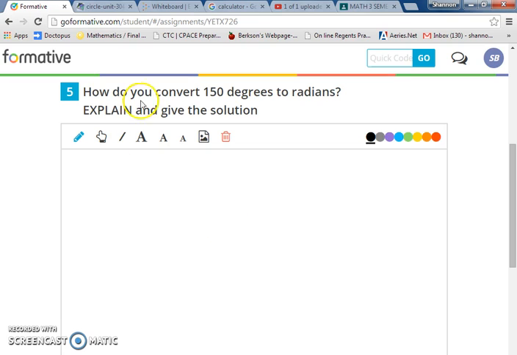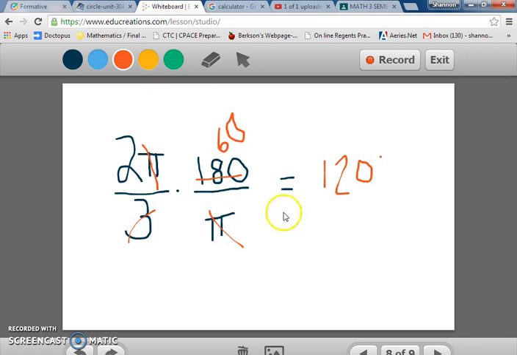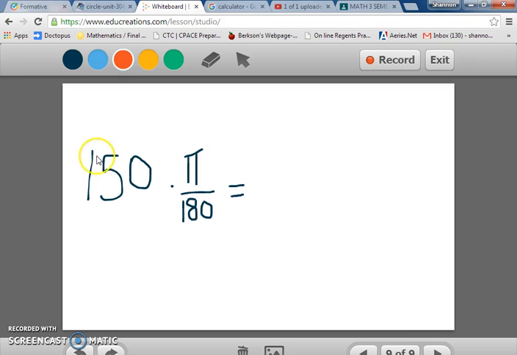The last question says, how do you convert 150 degrees to radians? Explain and give the solution. This time you have degrees, and you need to convert it to radians. So now you're flipping the value that you're multiplying by and using its reciprocal. So you're multiplying by pi over 180. It's easy to remember because you start out with a value that does not have pi in it. You need to multiply by something that has pi in the numerator so that your answer has a pi value in it, because you're giving it in radians.